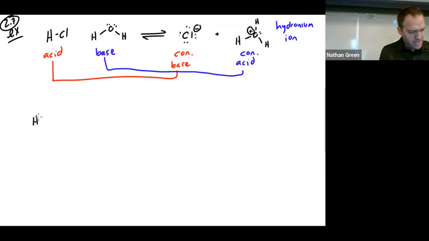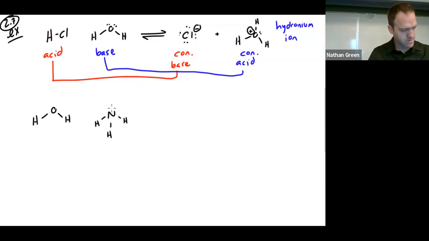Let me show you another one, though, because it's not always straightforward about which molecule is your acid and which one's your base. If I give you these two molecules, so now I've got water. And does anyone know what this molecule is? NH3? Smells real bad. What? Ammonia? Anybody got cats? Smells like cat pee.